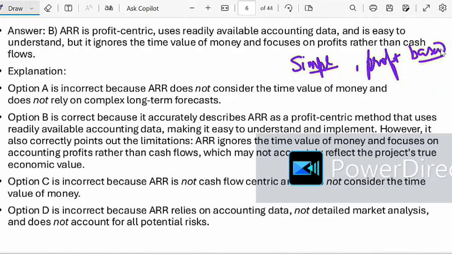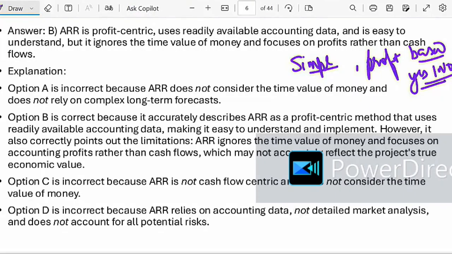So please tell me, would you prefer ARR for long term project, yes or no? This is a very good question. क्या आप accounting rate of return method को long term project के लिए prefer करेंगे? Yes or no? Please type in the chat box. What do you think? Yes or no?